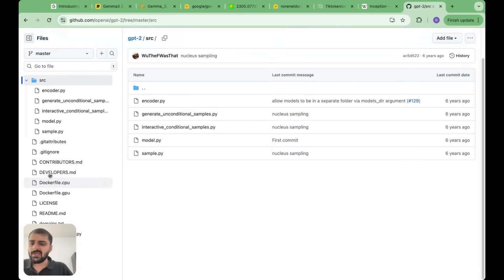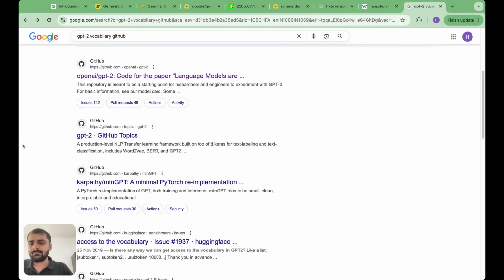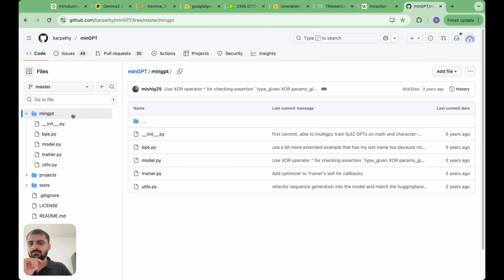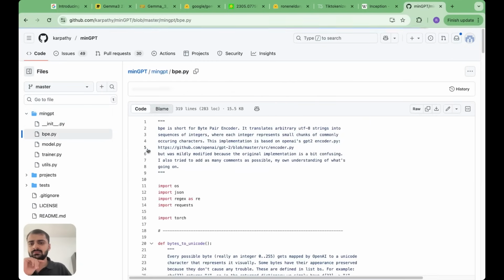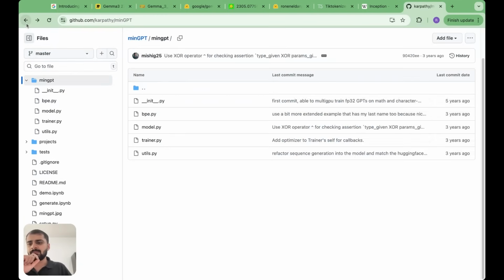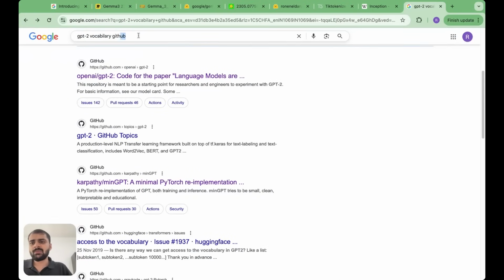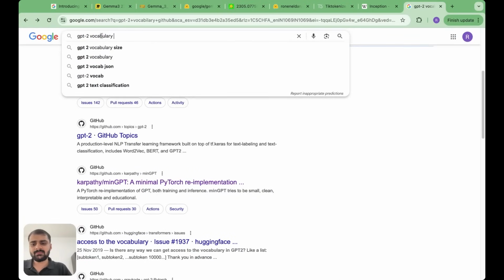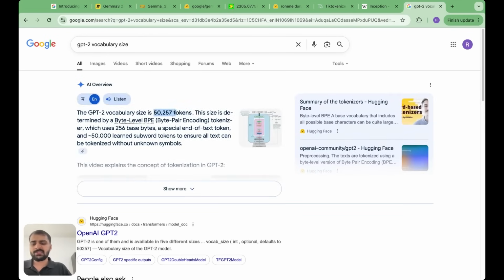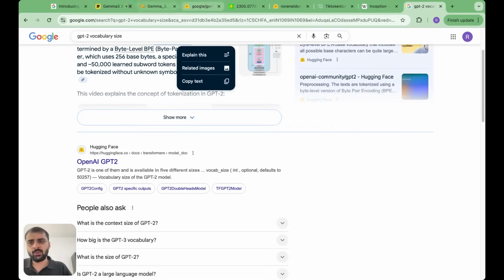Let's see if they have their vocabulary somewhere. I remember seeing it at some point. Yeah, this is the main byte pair encoding code. GPT-2 vocabulary size. So GPT-2 vocabulary size is 50257, correct. So this is the size which we are going to use.